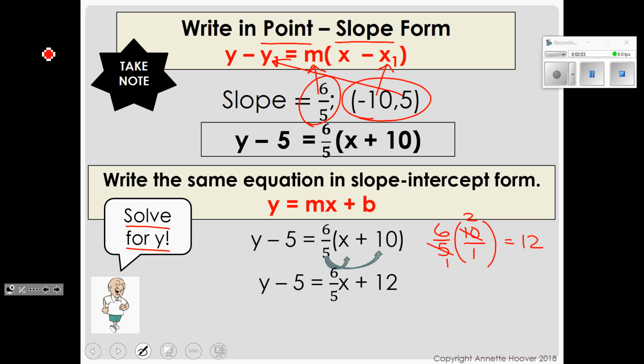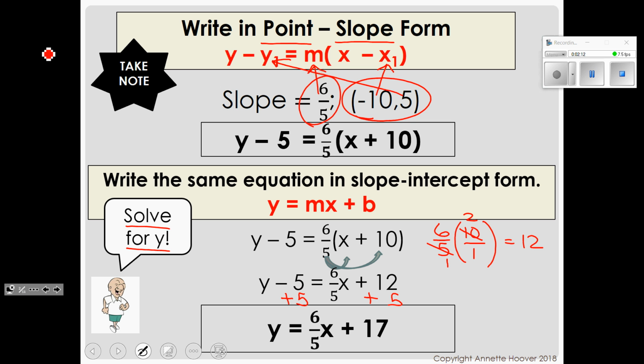Only one step left now is we have to get the y by itself by moving the 5 to the other side by adding 5 on both sides. So we're going to get y equals 6/5 x plus 17.